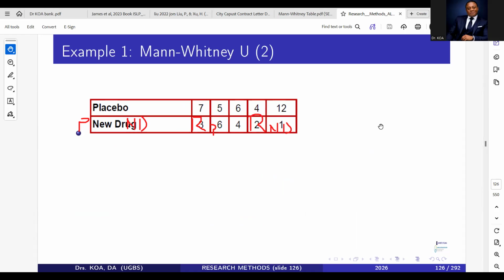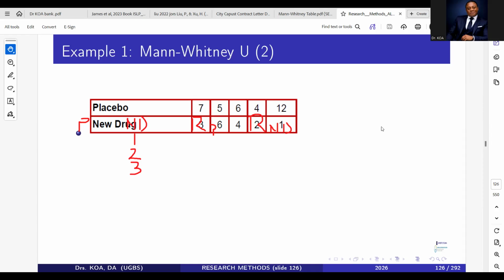What is the first number we are going to write? In an ascending order, what will be the first number? 1. So this one we can all be saying together. And which group is it going to belong to? New drug. So you will write it here under the new drug, just 1. The second number, 2. Which group? New drug. So you write it under new drug, 2. The next number, 3. Which group? New drug. So you write it under the new drug.